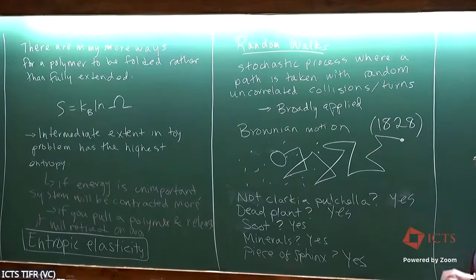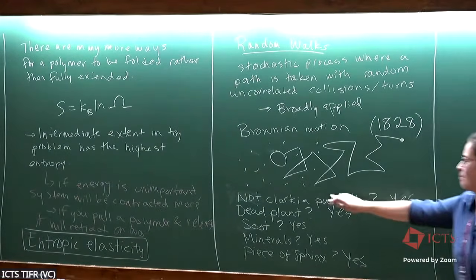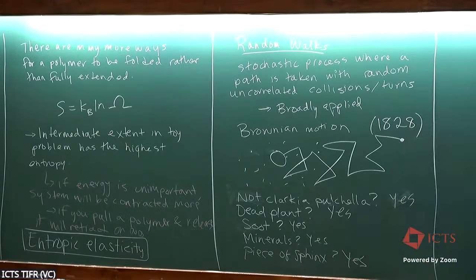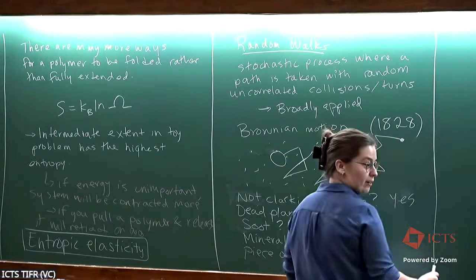So anyhow, it turns out that this was not something that was understood in Robert Brown's lifetime. It was actually Einstein who made the model for this. And now we understand it to be related to this random buffeting of these microscopic particles, and it's now really a foundation. So when can a polymer be modeled as a random walk?